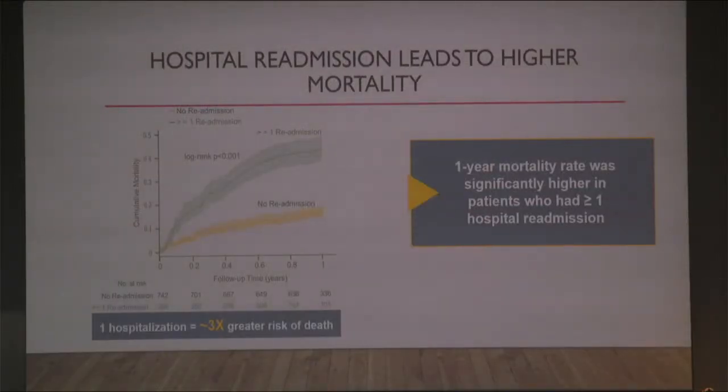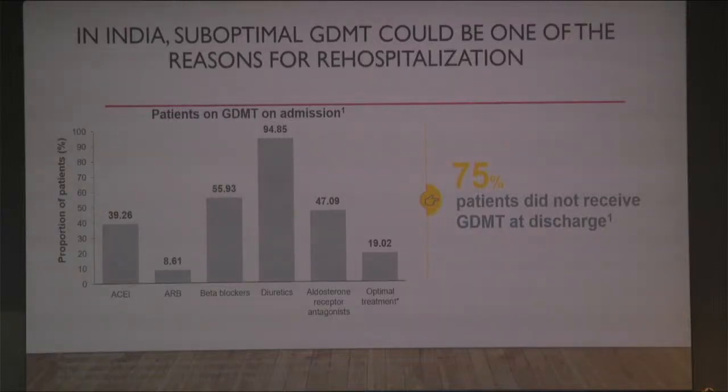Hospital readmission, be it the first admission or readmission, increases mortality, to the tune that every hospitalization increases death risk up to 3 times the normal. In India, suboptimal GDMT could be one of the reasons for rehospitalization. In a study done by Harikrishnan and co-workers, they have shown that only 19% of the patients had optimal GDMT when discharged. That means that upwards of 75% did not receive optimal GDMT at discharge.